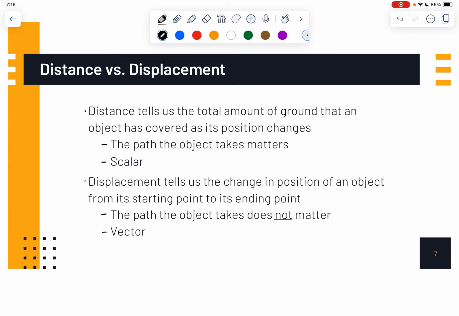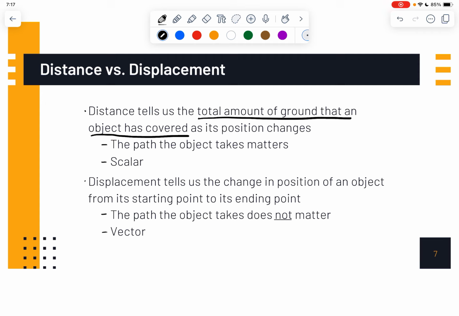So how do these two quantities of distance and displacement refer to those two categories we just covered, scalar and vector? Well, when we think about distance, we know that both of these two things are describing how an object's position changes. What distance is measuring for us is the total amount of ground that an object has covered, as its position changes.